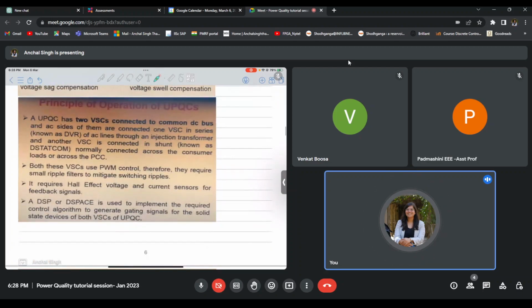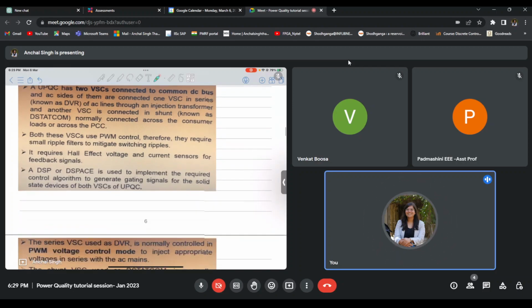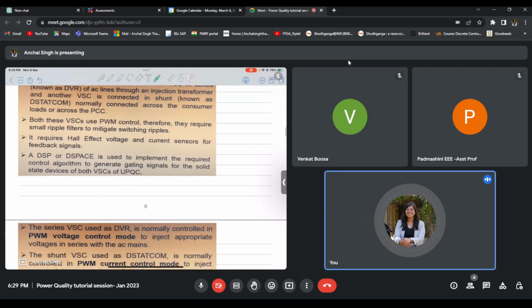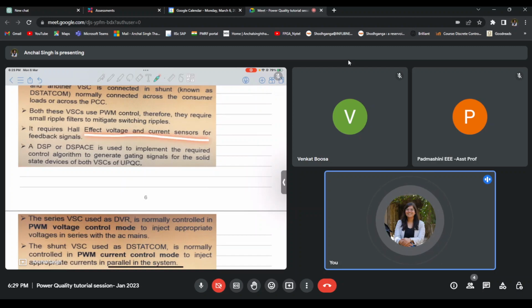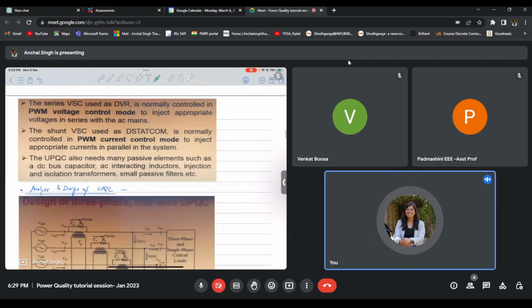Now let us look at the principle of operation of these UPQCs. As we know, they have two voltage source converters. One is connected in series, another is connected in shunt, and the series one is called the DVR, that is dynamic voltage restorer, and the shunt one is known as DSTATCOM. Both these voltage source converters are pulse width modulation controlled, and they have Hall effect based voltage and current sensors, and DSP boards for implementing their control algorithms.